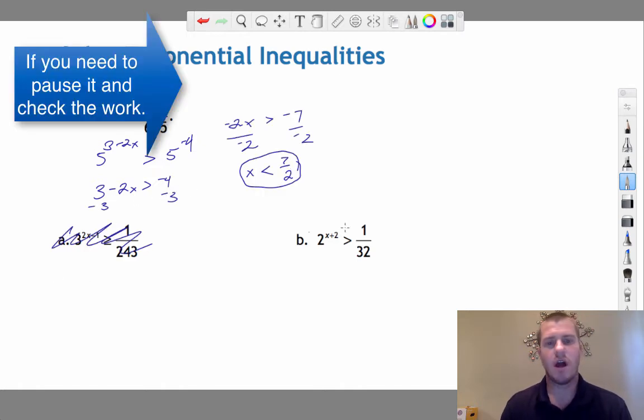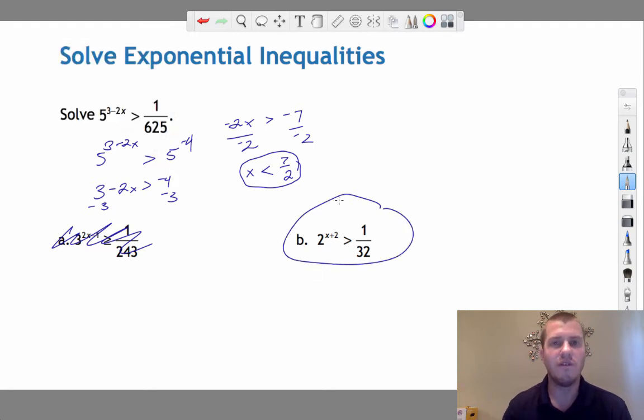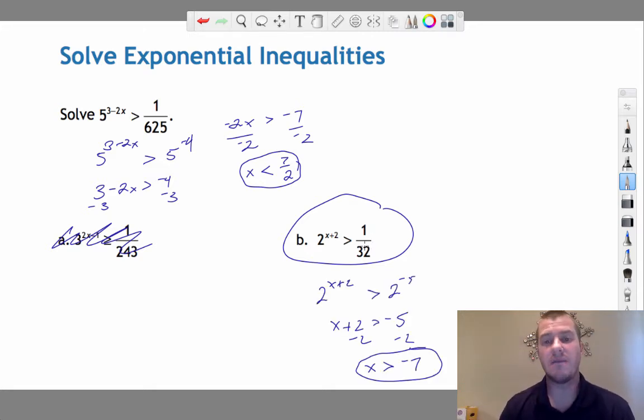So we'll leave this one. Go ahead and try this one, and then we'll move on. I'll give you the answer now. So to change the base of this 1 over 32, I used 2 raised to the negative because it went to the denominator, and it's going to become 5 because 2 to the 5th is 32. So then x plus 2 is greater than negative 5, and subtract 2, that means x is greater than negative 7.